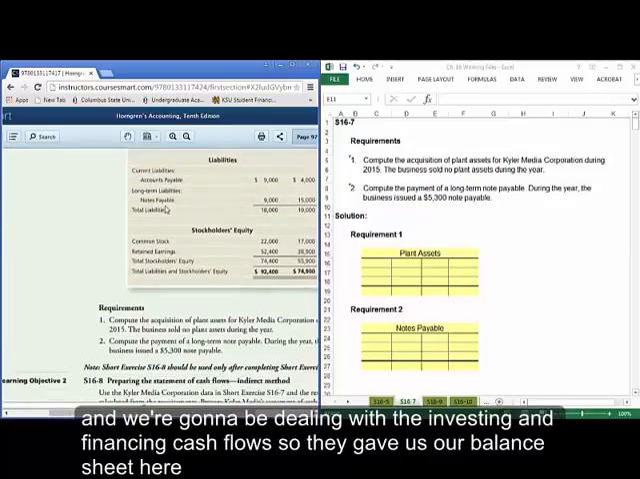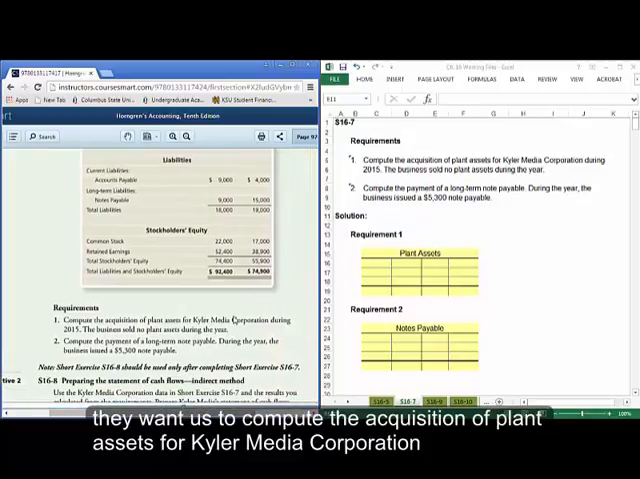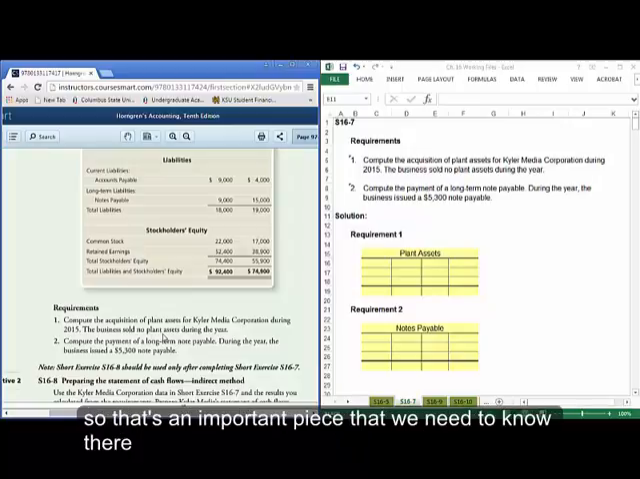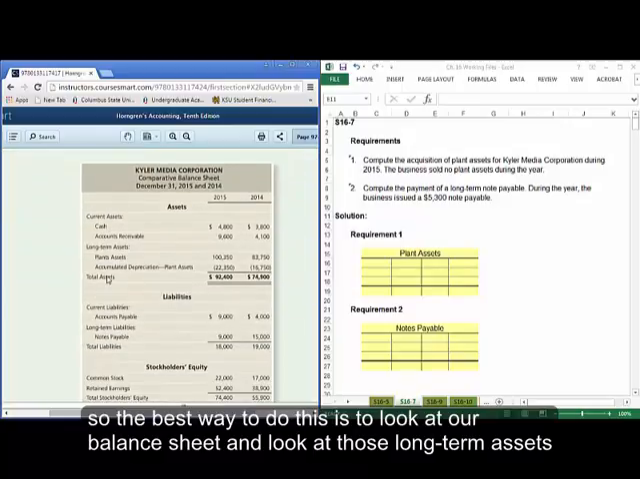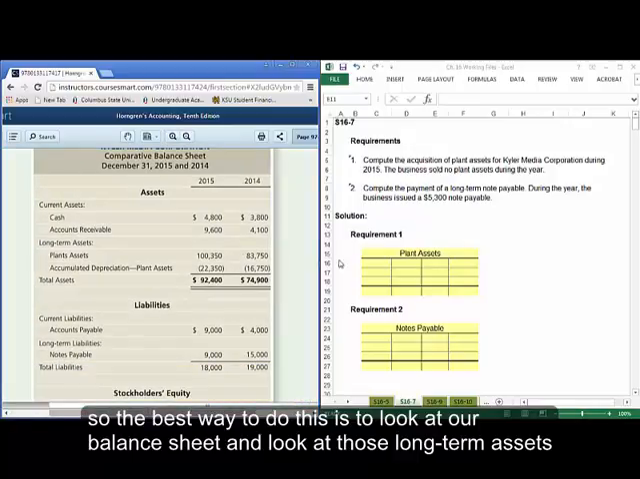So they gave us our balance sheet here. They want us to compute the acquisition of plant assets for Kyler Media Corporation during 2015, and it says they sold no plant assets during the year. Okay, so that's an important piece that we need to know there. So the best way to do this is to really go over here and look at our balance sheet, okay?